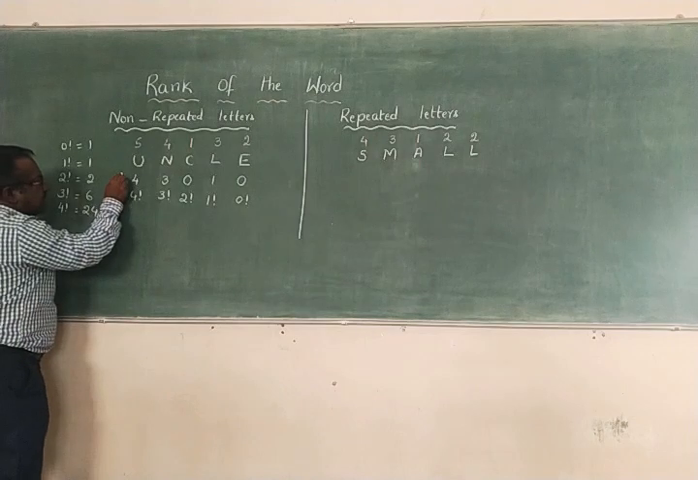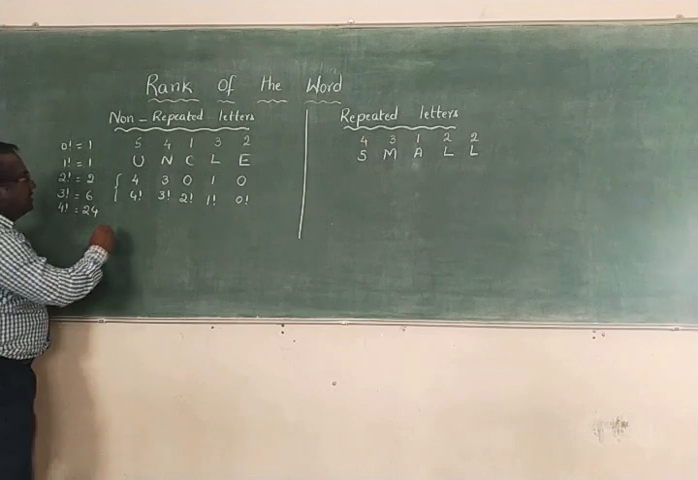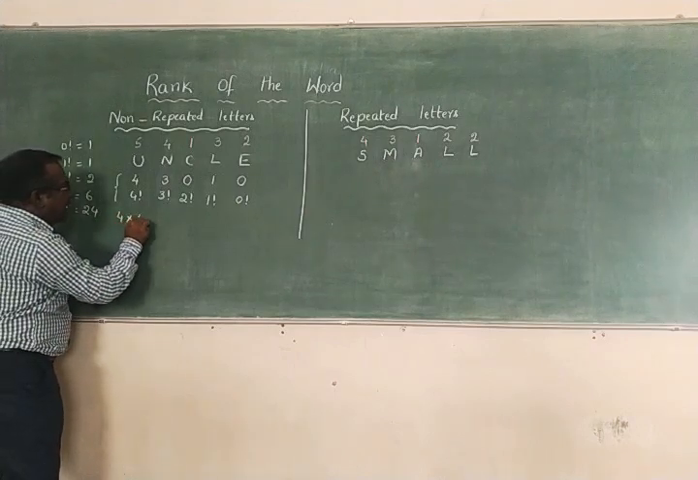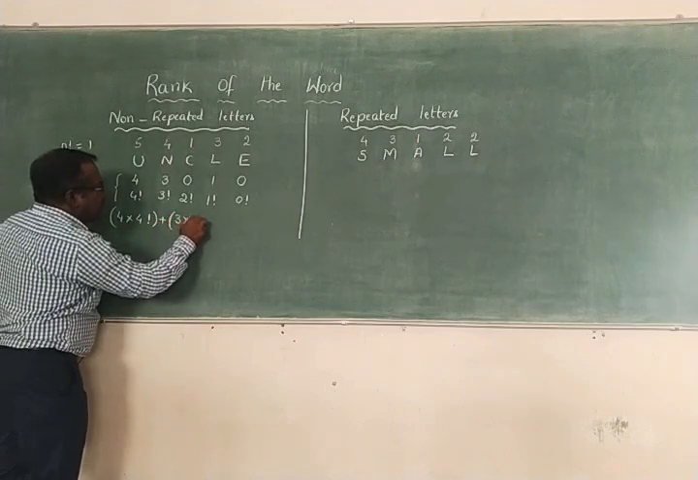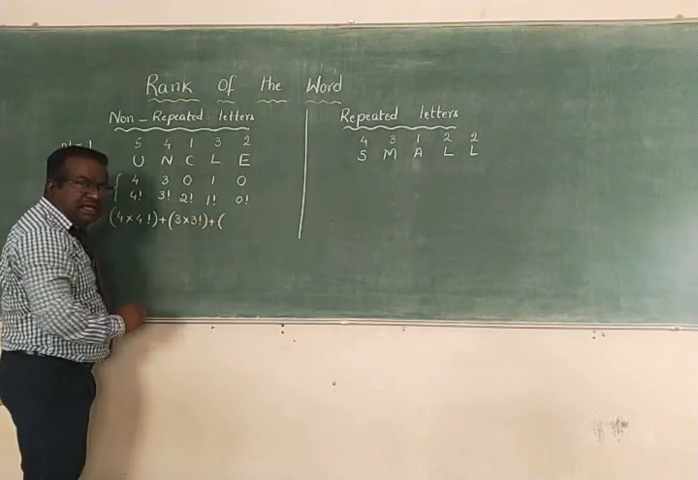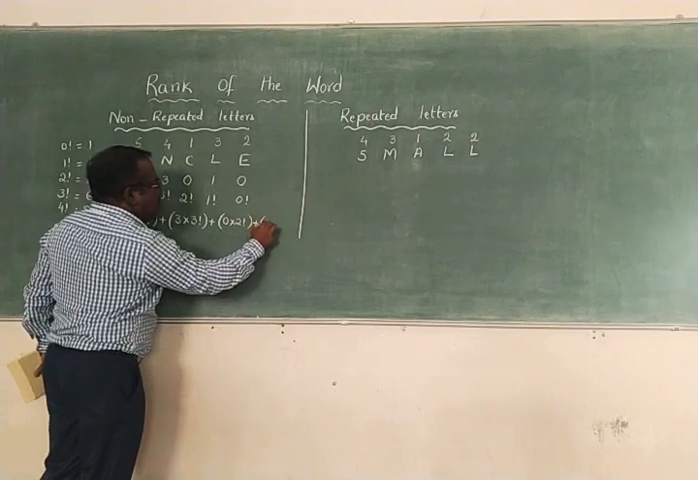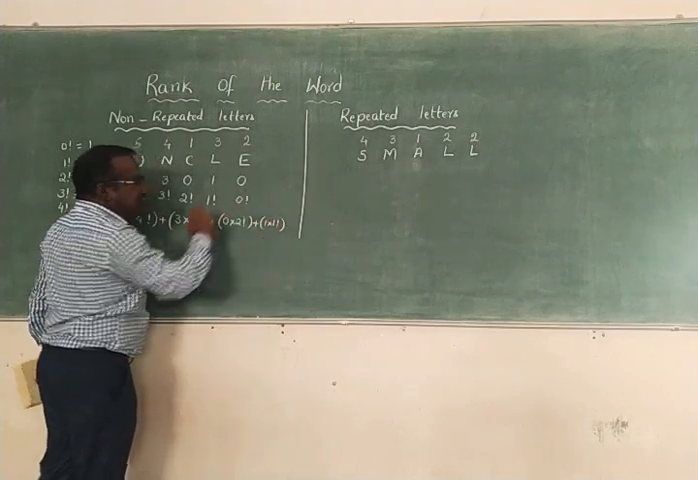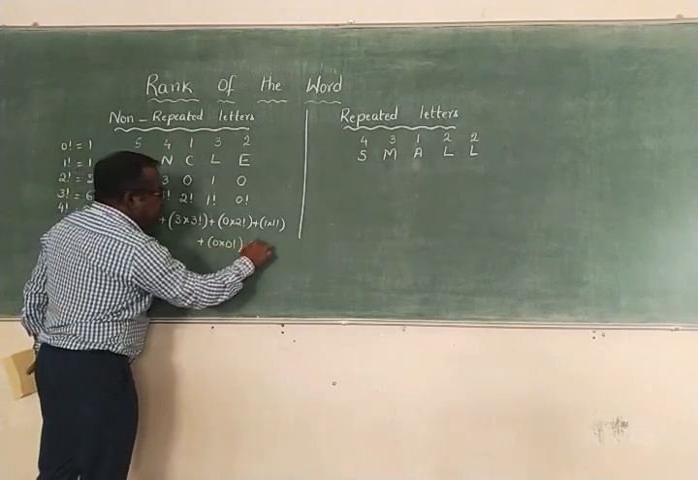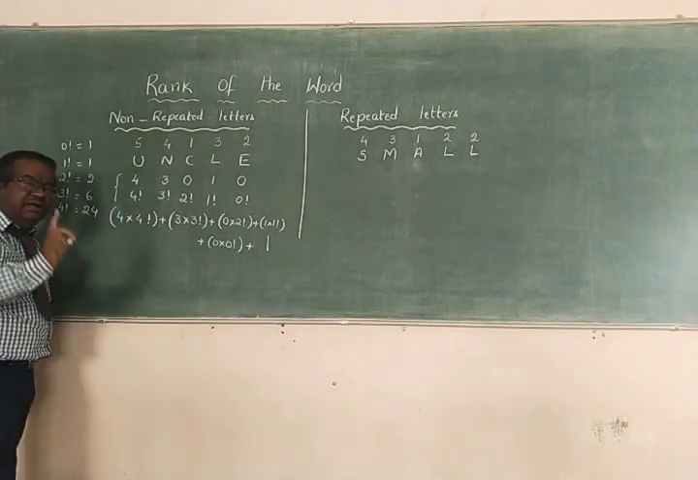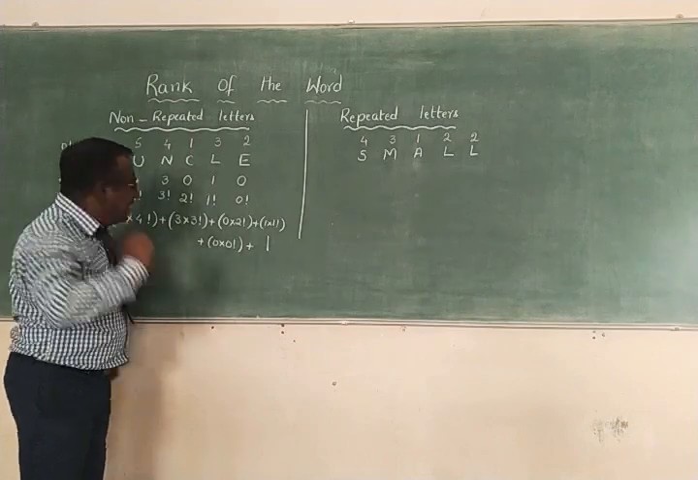Right. Now, corresponding these two rows, let us multiply and add. That is 4 into 4 factorial plus 3 into 3 factorial plus 0 into 2 factorial plus 1 into 1 factorial, 0 into 0 factorial, and at the end we should add 1, children. Why should we add 1? To frame the complete word, we should add 1.